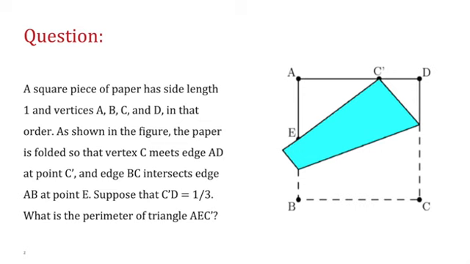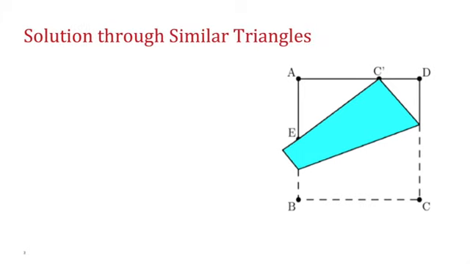and edge BC intersects edge AB at point E. Suppose that C prime D is 1/3. What is the perimeter of triangle AEC prime? We will obtain the solution using the properties of similar triangles.